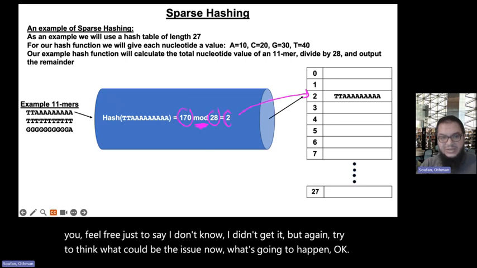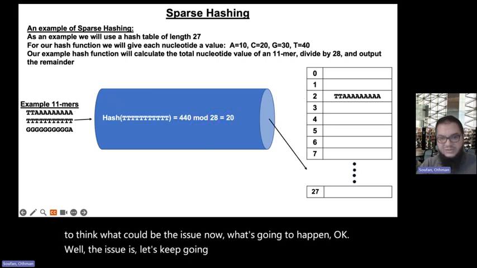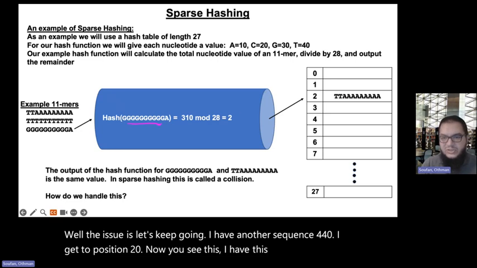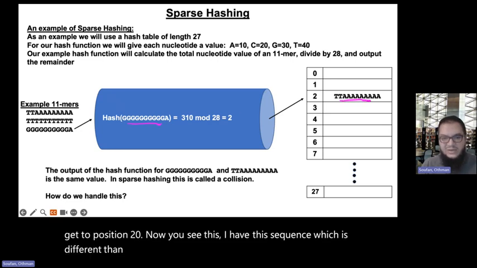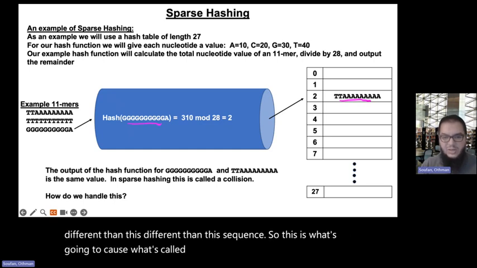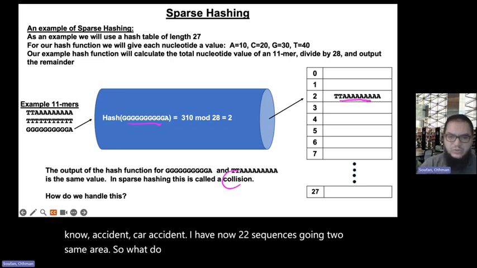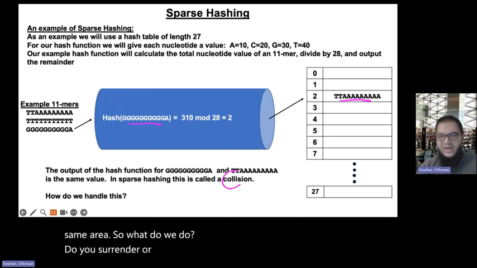Well, the issue is, let's keep going. I have another sequence, 440, I get to position 20. Now, you see this? I have this sequence, which is different from this sequence. So this is what causes what's called a collision. A collision is kind of like a car accident. I now have two sequences going to the same slot. So what do we do? Do we surrender, or regret this idea? No, of course, you add extra steps.